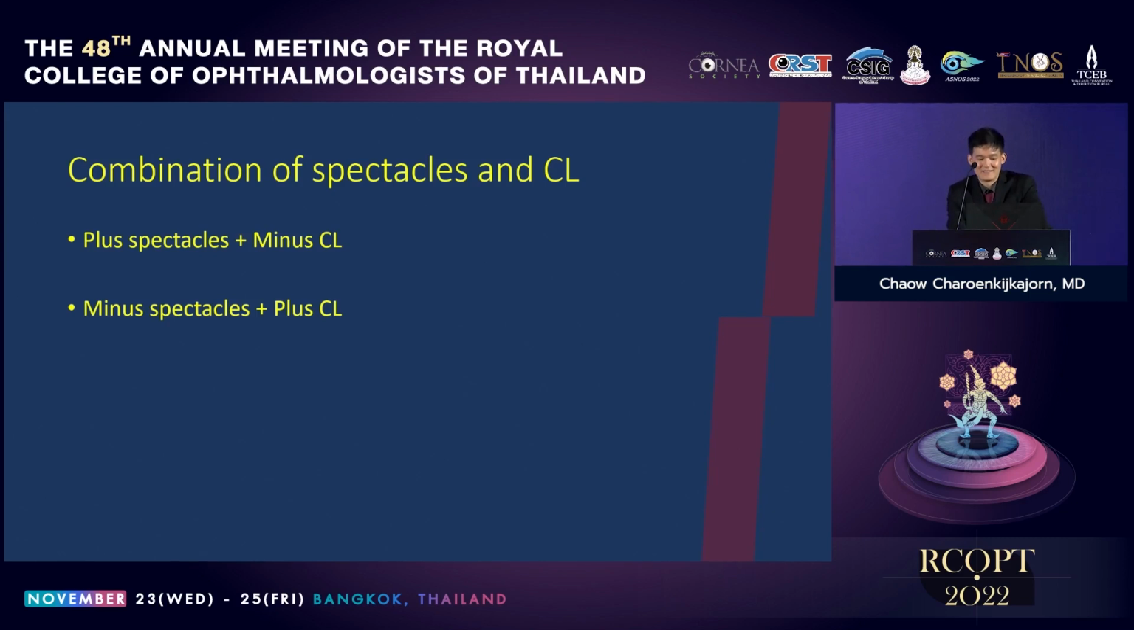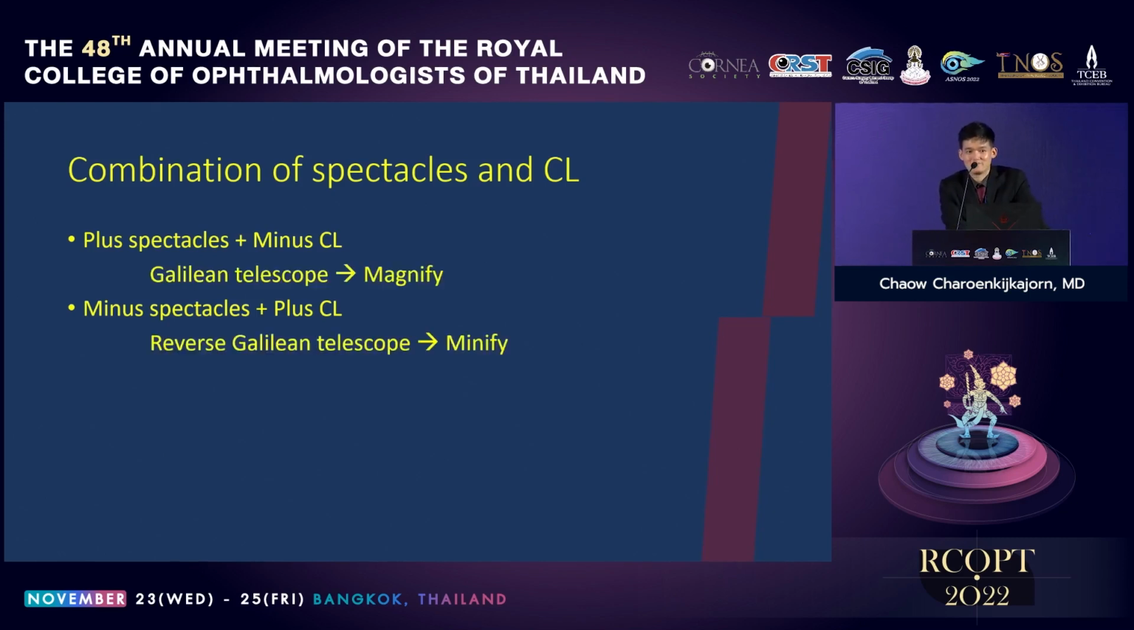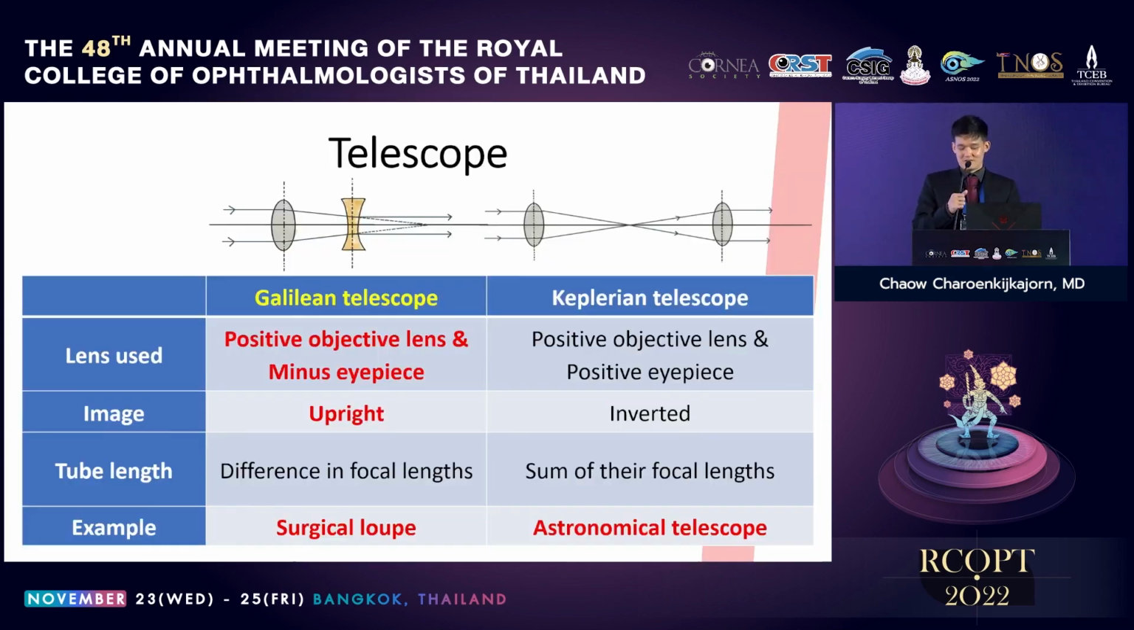And yes, this is the principle of the telescope. So plus spectacles and minus spectacle, that's a Galilean telescope that helps magnify the images. Minus spectacle plus contact lens, that's a reverse Galilean telescope, so the image would get smaller. This is the optics review.